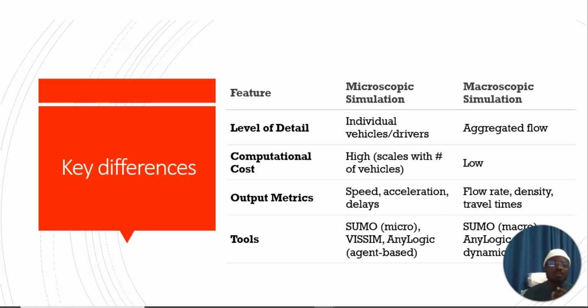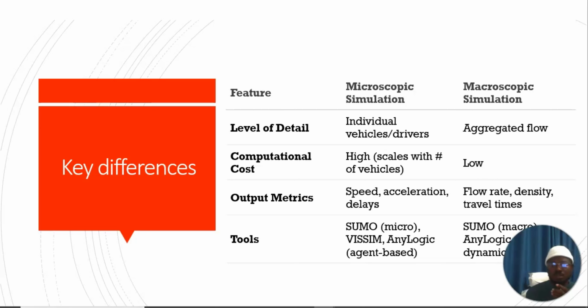And when you are looking at the computational cost, microscopic simulation is higher because of the concentration on individual vehicles or drivers in that simulation, compared to macroscopic, which has a low computational cost. The third point is the output metrics. Microscopic simulation pays attention to the speed, the acceleration, the delay. But macroscopic simulation focuses on the flow rates, the density, and the travel times.